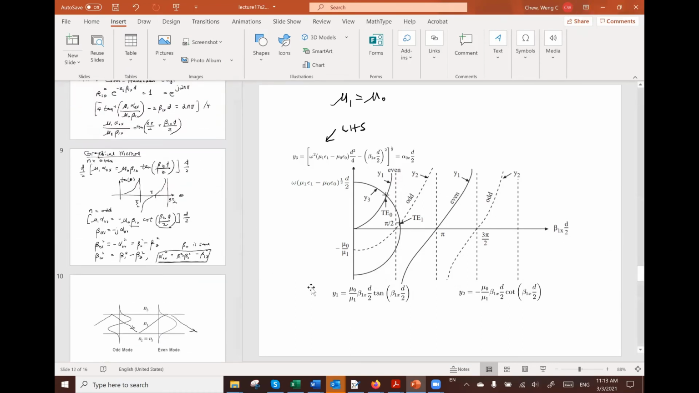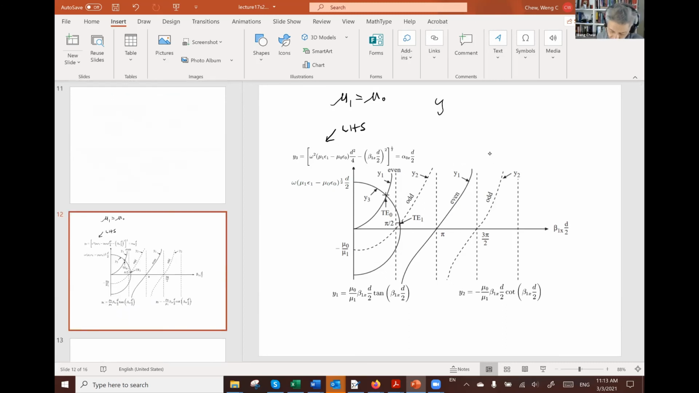Professor, does that mean that there will be only TE0 and TE1 modes there? Yeah, for this particular problem, for this particular plot, there are only two solutions. But the thing is that this is the equation of a circle. I don't know if you can see that. If I write y3 squared equals a constant squared minus x squared, with this being x squared and this being y3 squared, you can see that this is the equation of a circle. That's why when I plot the left-hand side, I get a circle.